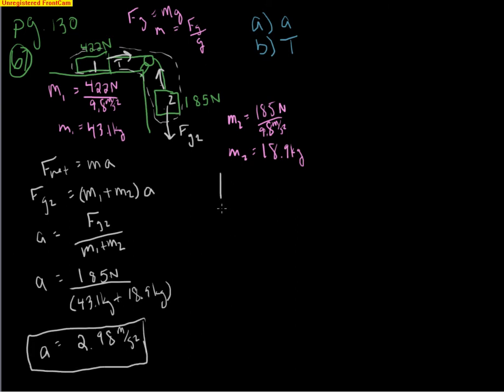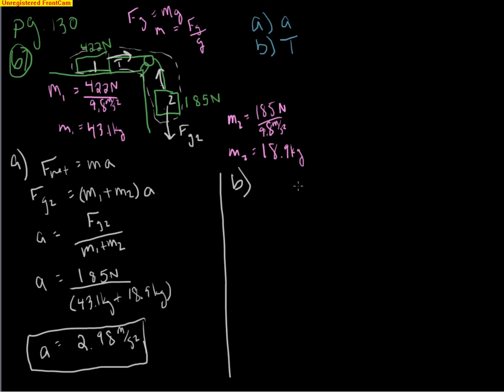Okay, on to part B. So this was part A here. Let's label this. On to part B. Part B is asking us to find the tension. So we don't really need to look at both blocks to find the tension. We could look at one or the other. Usually we look at the hanging block. That's what we've usually done in class, but you can also look at block 1.